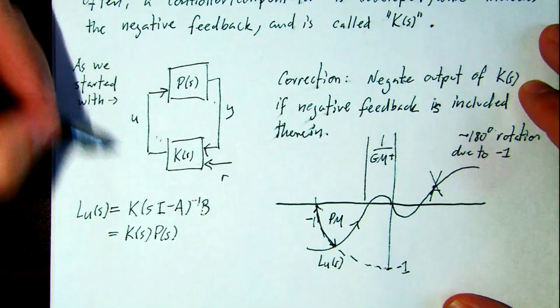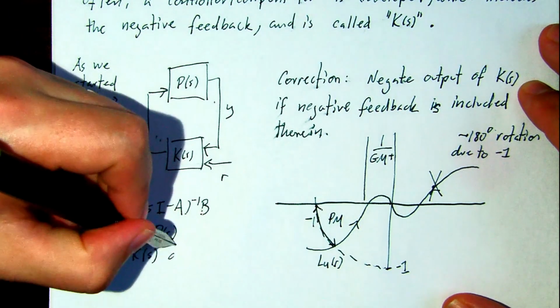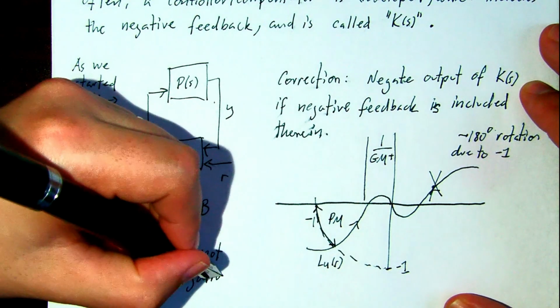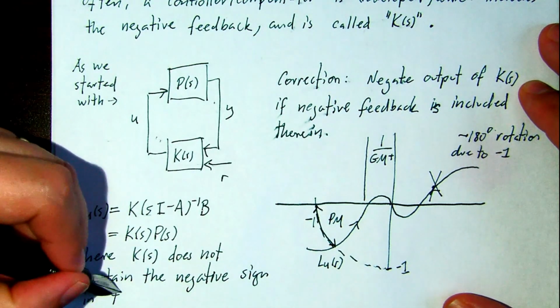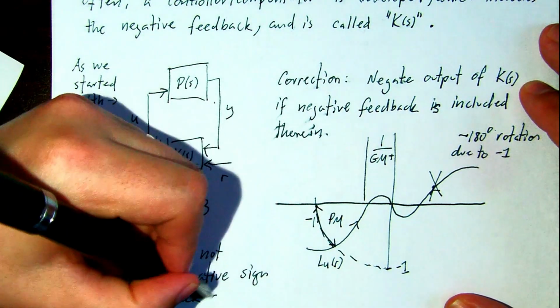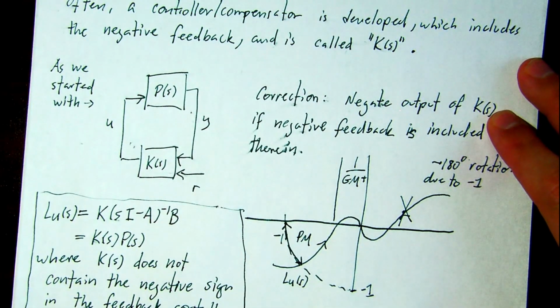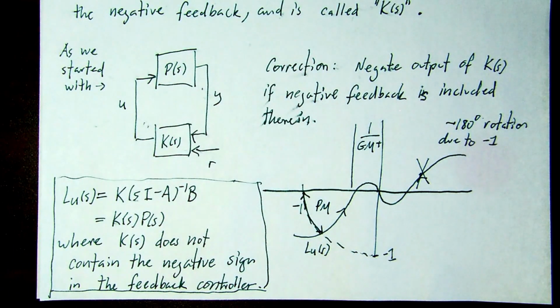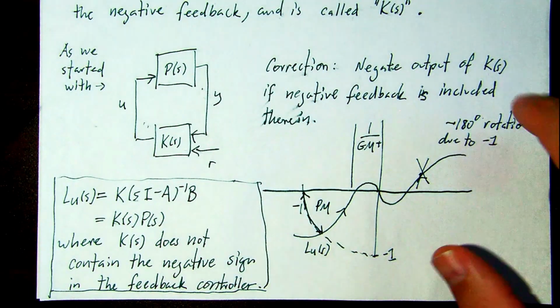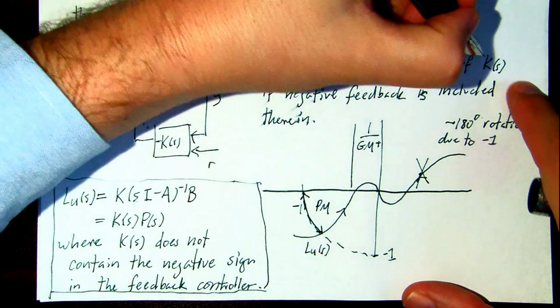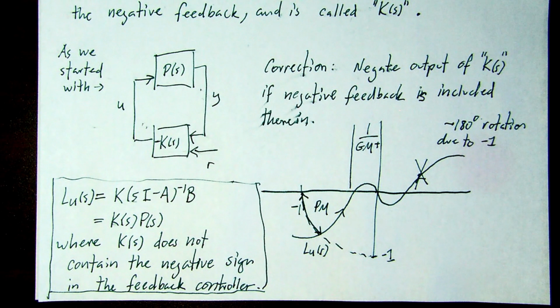So in summary, loop gain is K(sI minus A) inverse B. And does not contain the negative sign in the feedback control law in your K of S. So to correct our original situation and be consistent with convention, put a minus sign in front of that K of S. Now, when we use K of S times P of S, we actually determine the correct loop gain.